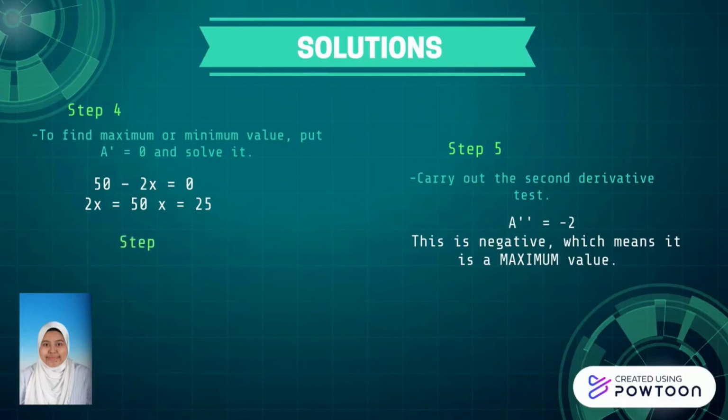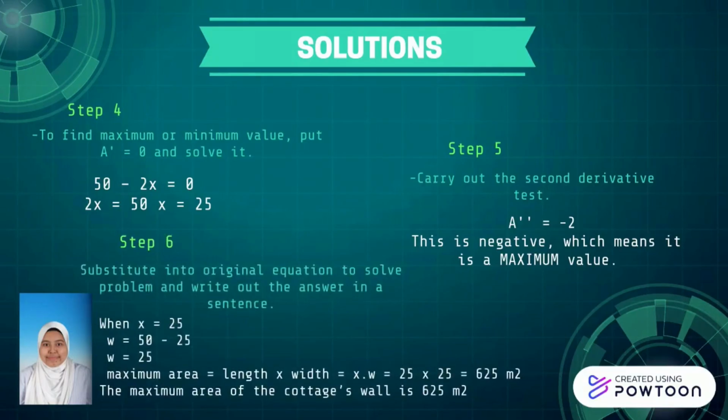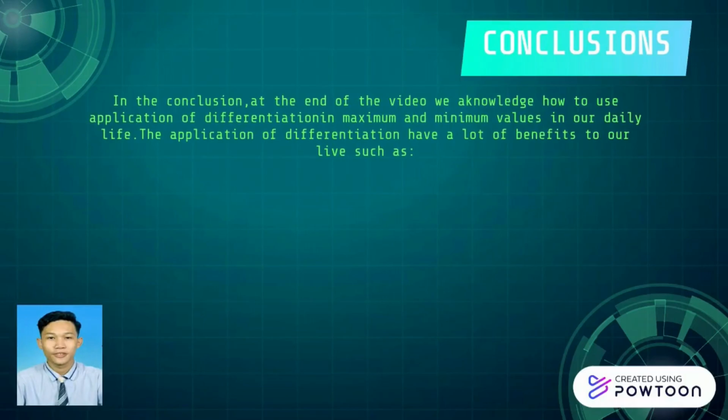For the last step, we need to substitute into the original equation to solve the problem and write out the answer in a sentence. So the final answer is the maximum area of the cottage wall is 625 meters squared.